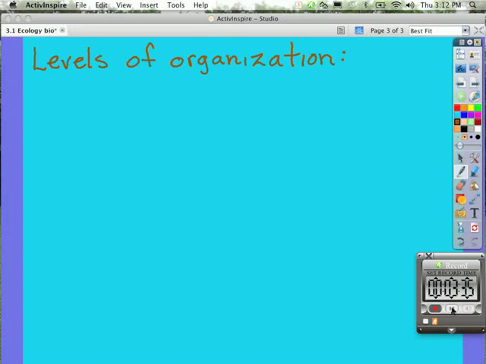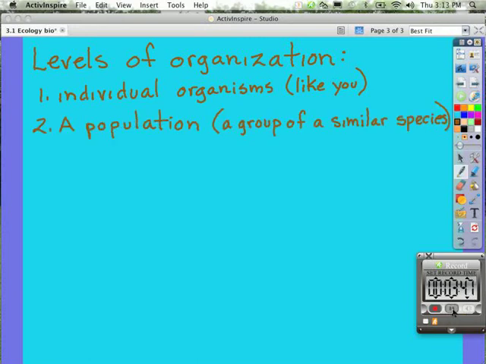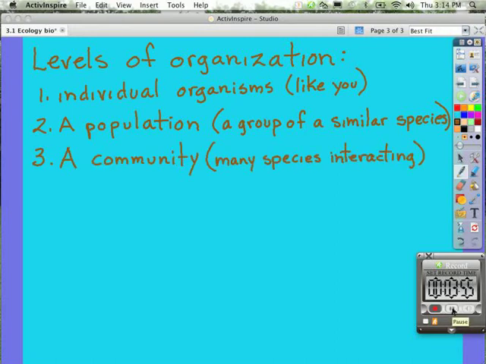individual organisms, like you, or a population, a group of similar species, or on a larger scale, a community, which would be many species interacting with one another. Here in our community, we have humans, pets, birds, and right now there's a black bear down there near Niwot.